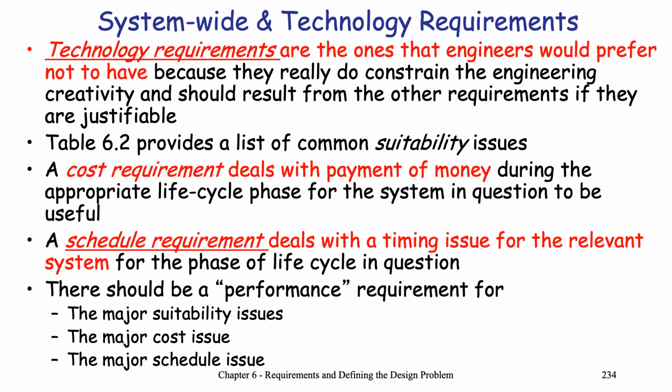For system-wide and technology requirements, you're going to have a technology baseline that you're going to have to live with. Technology requirements are the ones that engineers would prefer not to have, because they really do constrain the engineering creativity. So you don't want to be putting requirements in technology, but try and focus requirements on capability. The cost requirement deals with payment of money, and a schedule requirement deals with the timing issues for the relevant system.